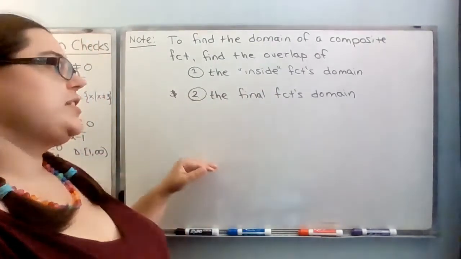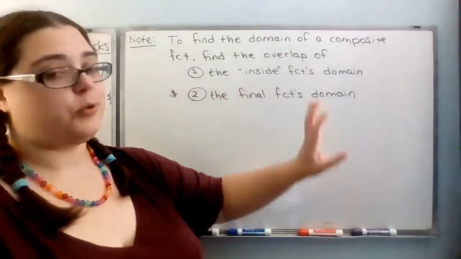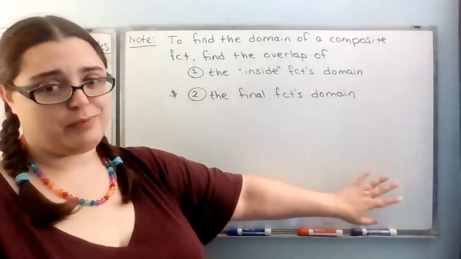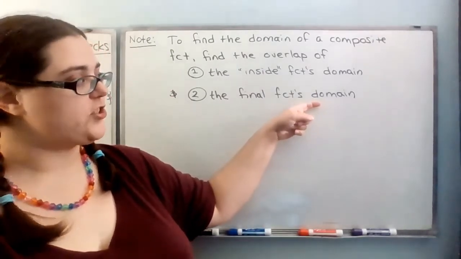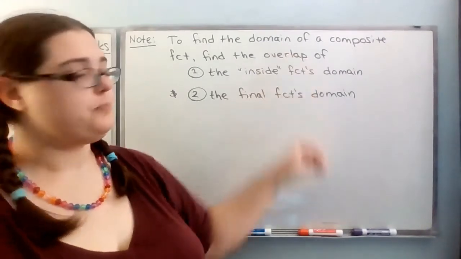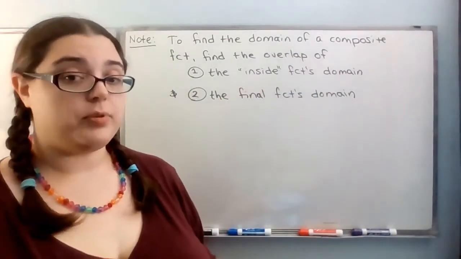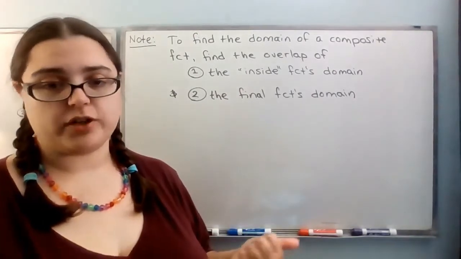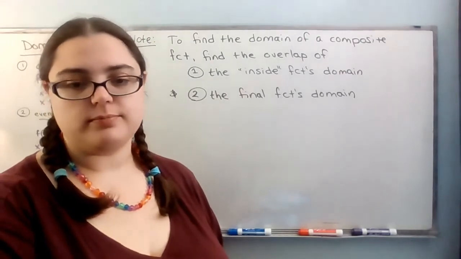So right now we just need to know, if I want to find the domain of a composite function, I'm going to compose my functions, get the composite, and then I will need to check the domain of that final function and the domain of the original inside function and see where they overlap. So let's do a few examples of composing a couple of functions and then finding the domain of that end result.